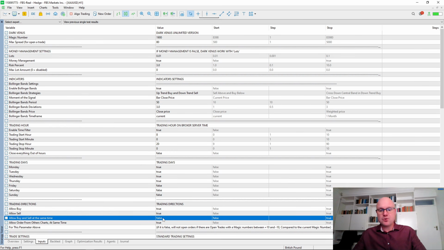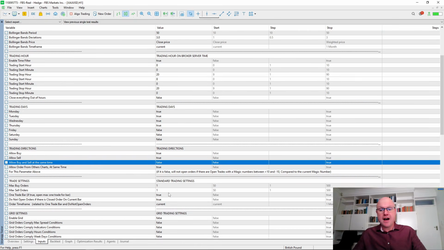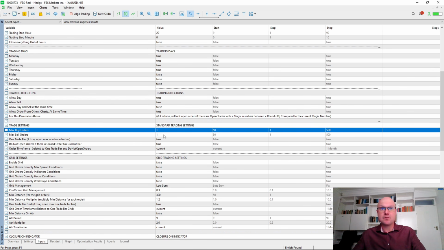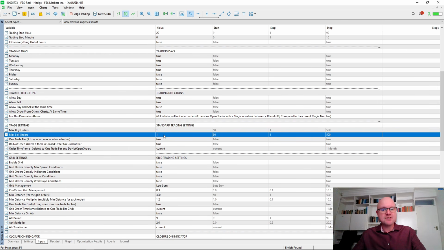Now, very importantly, when it comes to this, I've also changed the maximum amount of buy orders and maximum amount of sell orders to 1 each. Then on top of this, all of the grid options have been set to false. The reason behind this is that this approach uses an individual stop loss and take profit for each trade.